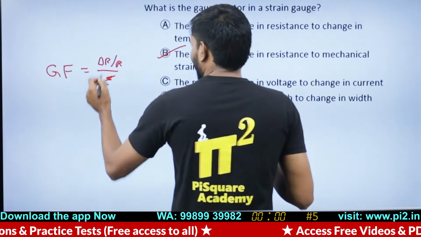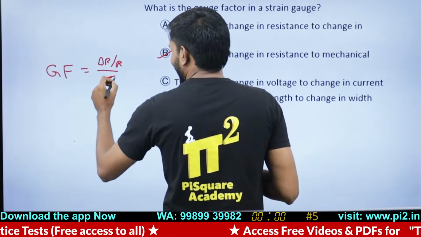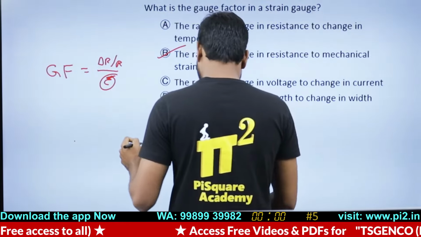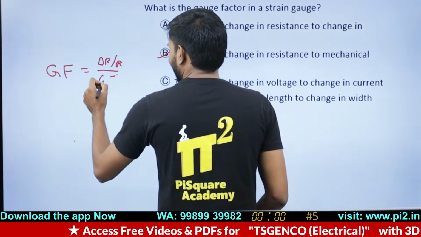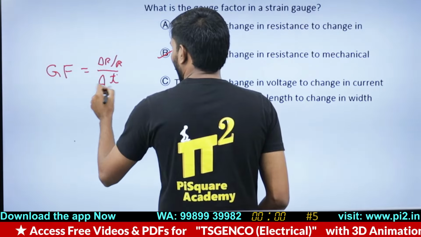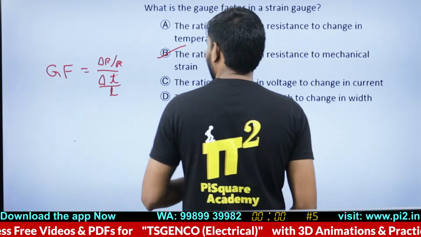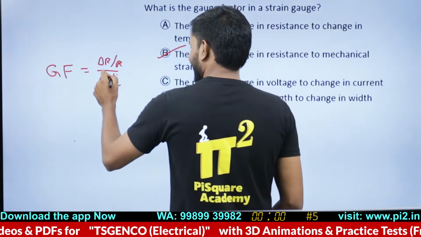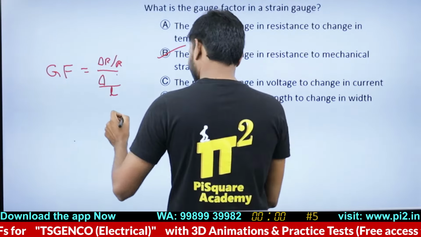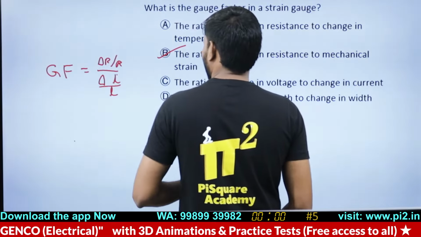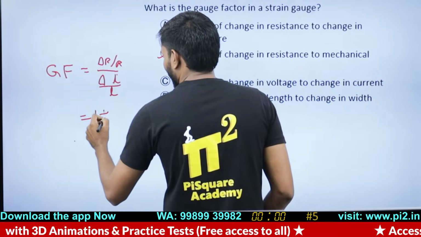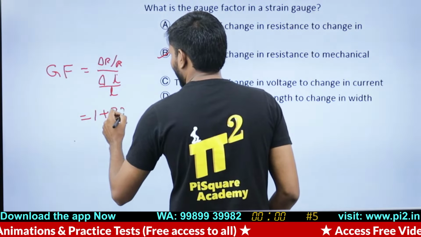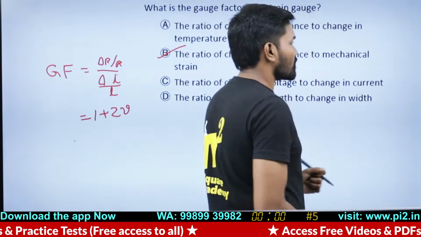Try. So delta R by R divided by, instead of this, you can go for delta L by L. This is not T, this is L. There is one more formula, that is 1 plus 2 times V, where V is the Poisson's ratio.